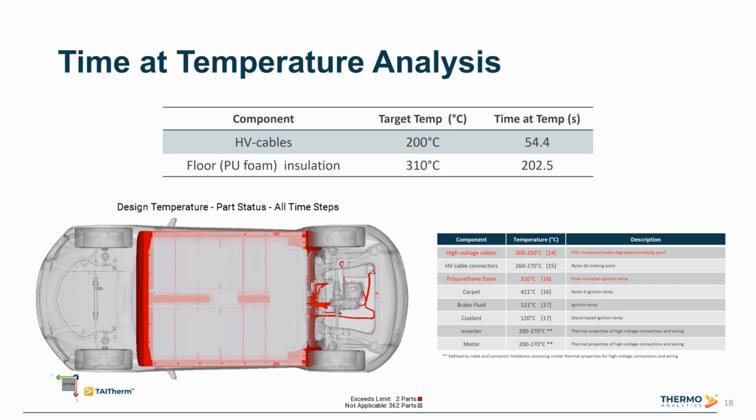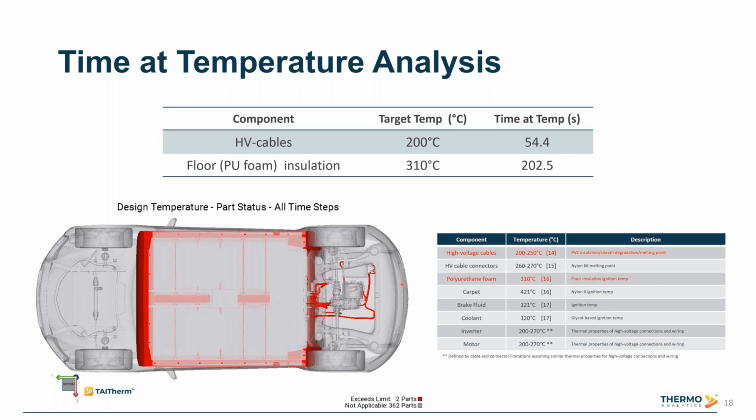So for the high voltage cables, the degradation temperature of this PVC insulation is about 200 degrees, and the time at temperature results show that we exceeded this temperature for nearly 1 minute. So this is likely long enough to pose a significant risk of electric shock to first responders if this insulation degrades sufficiently, especially a shock risk for firefighters if using water to extinguish the flames.